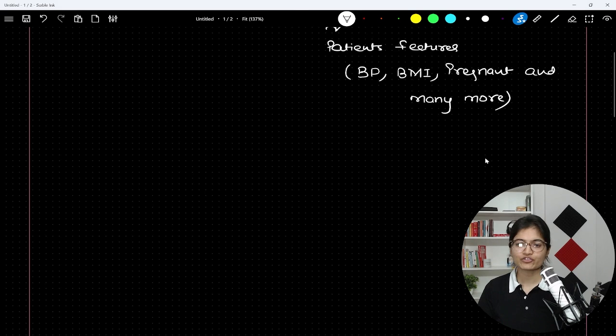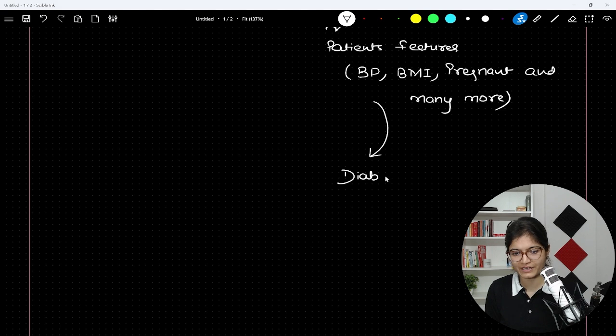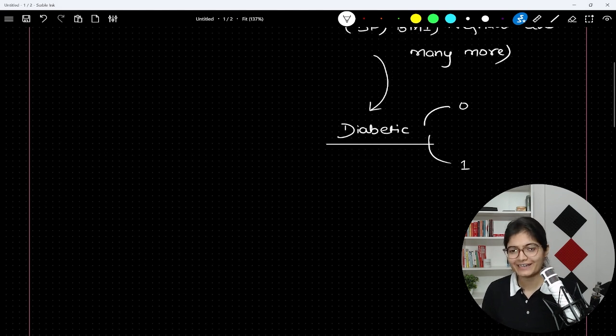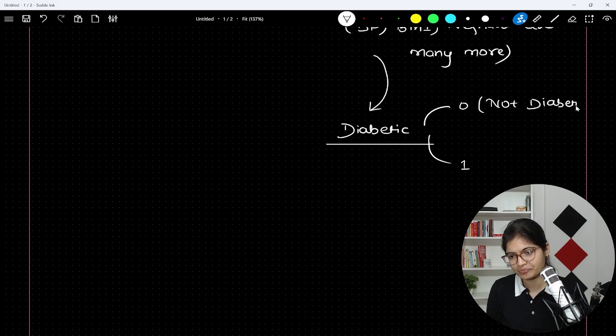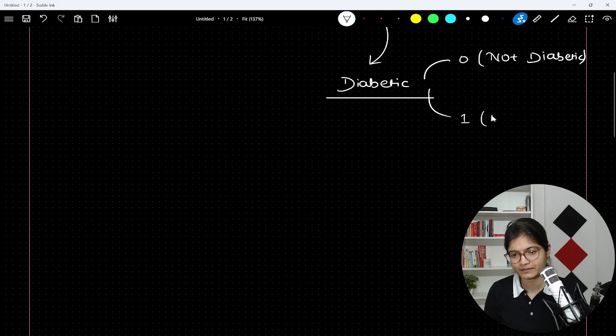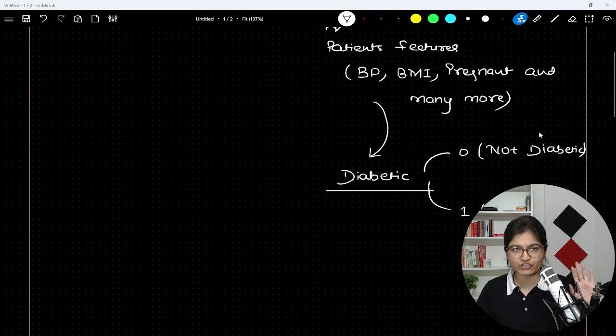Now, the task is to predict, depending upon these features, whether a person, or a lady specifically, that we are talking about is diabetic or not. So either the answer will be 0 or the answer will be 1. 0 indicates that the person or that lady is not diabetic, right? And 1 indicates that she is diabetic. It's a simple classification problem, right?